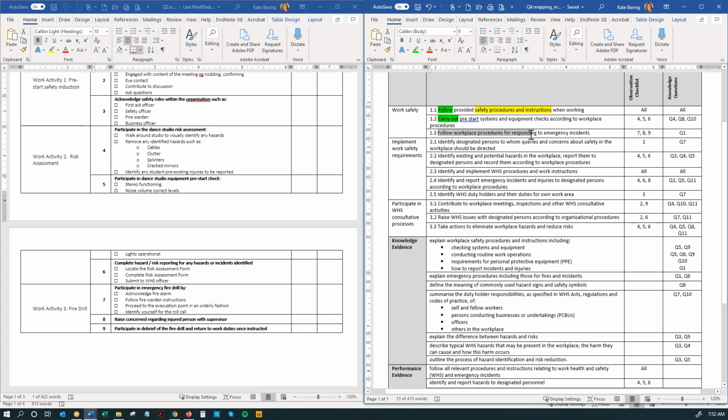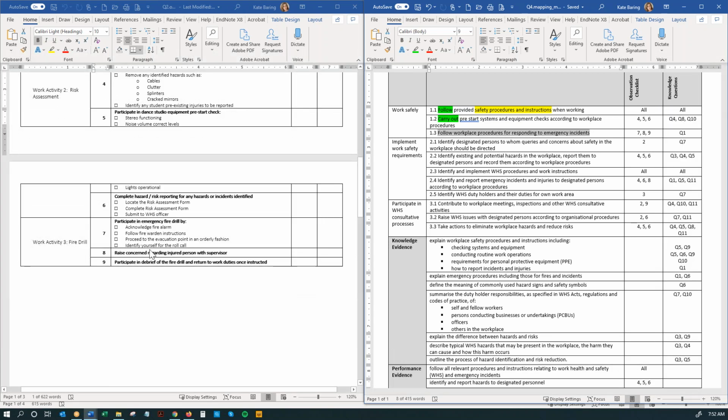Have they followed procedures for responding to emergency incidents? So we've got our fire drill and our injury. So there are 2 different incidents. Note that there is a plural on the word incident. So 7, 8 and 9 are the behaviours that we are watching them do to know that they can participate in an emergency fire drill and deal with an injured person. So on and so forth.